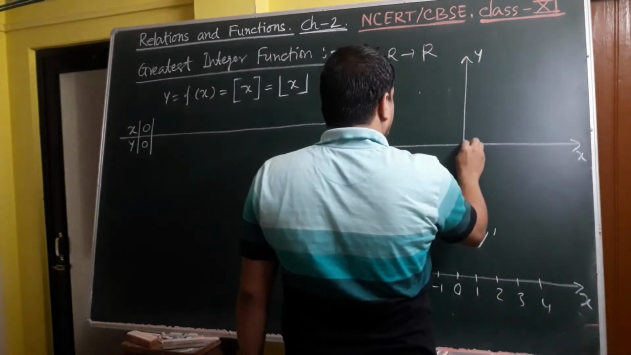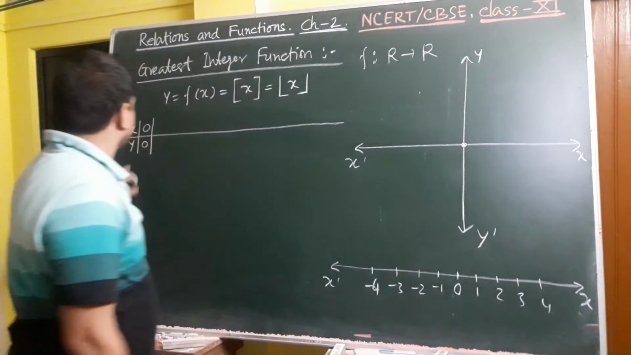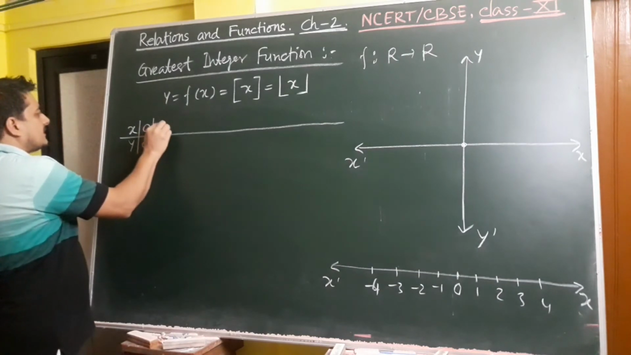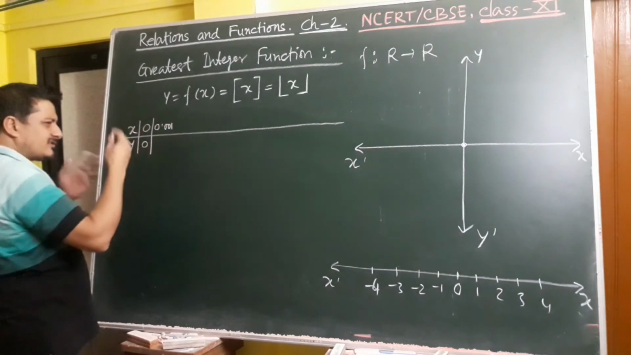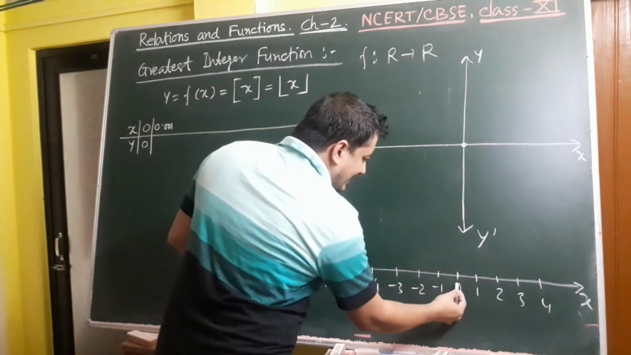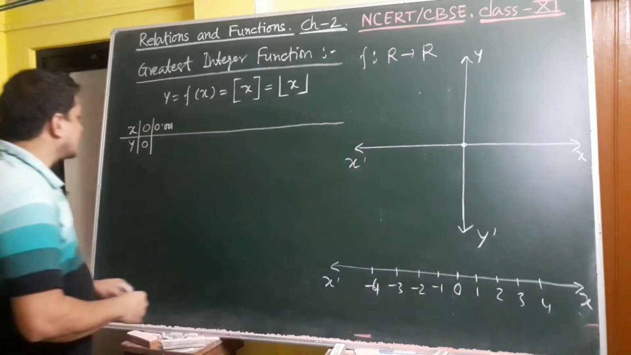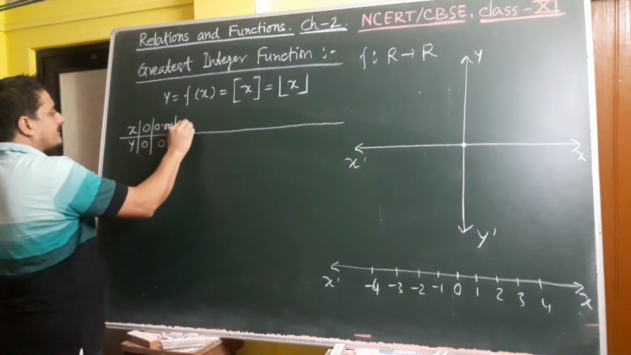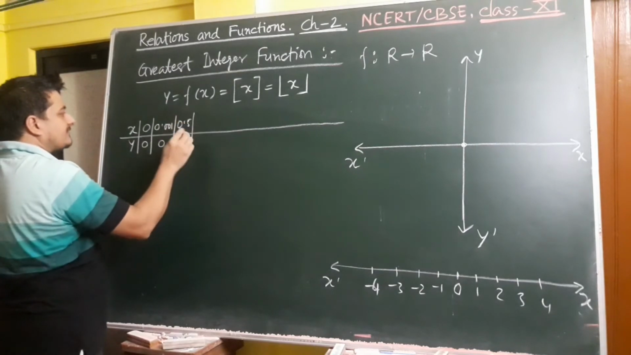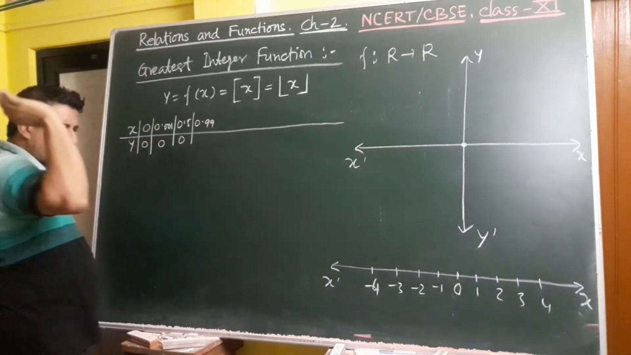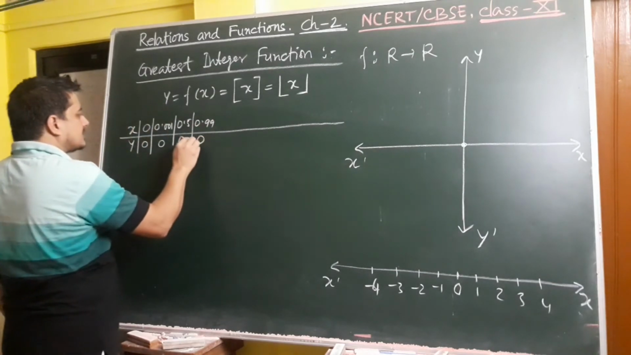Y dash. Okay, for 0 I have got 0. If I increase it slightly, say 0.00001, no matter. So if I increase it slightly, still I will get how much? 0 only. You can see, if it is 0.5, then also it is 0. If it is 0.999999999, then also it is 0.